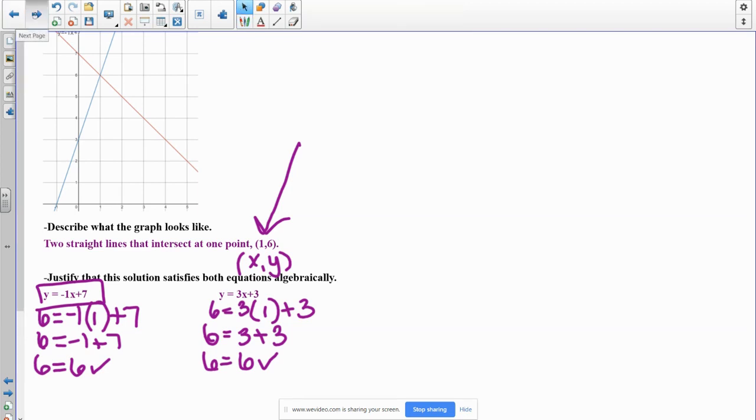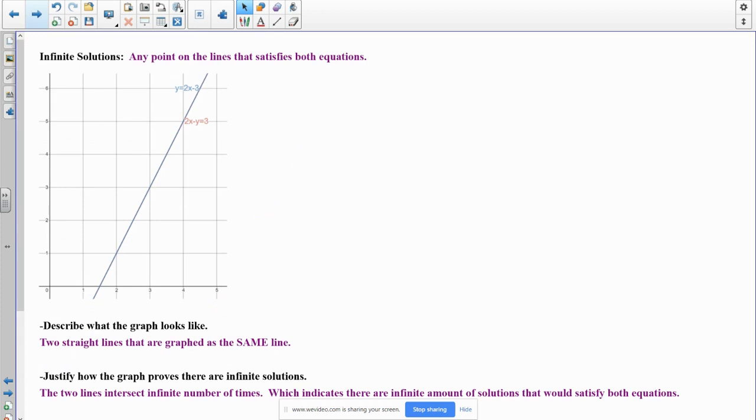Now we're going to look at infinite solutions. Infinite solutions means any point on the lines satisfies both equations, and infinite means there's an infinite amount of solutions. If you look at this, you're going to notice you only see one line. That's because if you graph 2 lines that end up on top of each other and form one line, that means they are the exact same line. The equation y equals 2x minus 3 and the equation 2x minus y equals 3 are graphed exactly the same. They have the exact same points if you graph them.